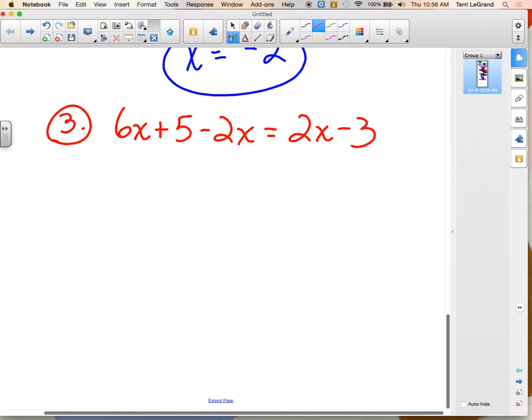Okay, there's our equation. Got x's all over the place and subtractions, so our first move is what? Add the opposites. So we're going to do 6x. Don't have to change that addition. Leave it alone. That subtraction is going to become plus what? Negative 2x. 2x plus negative 3. Okay. Ready to solve?